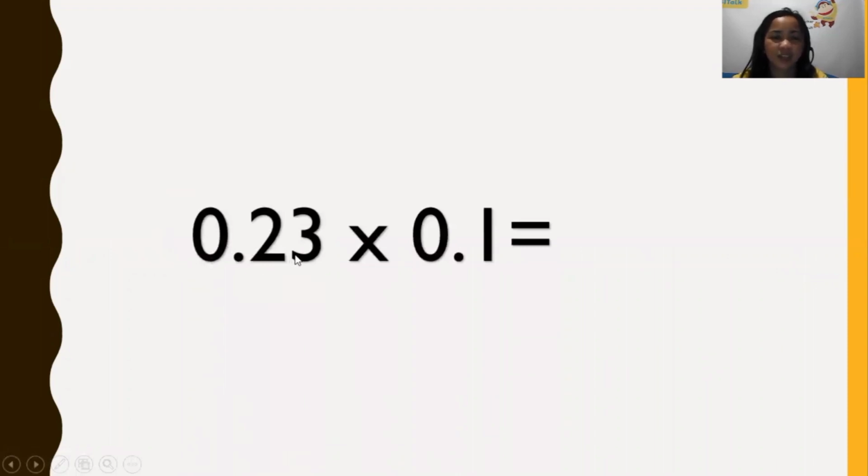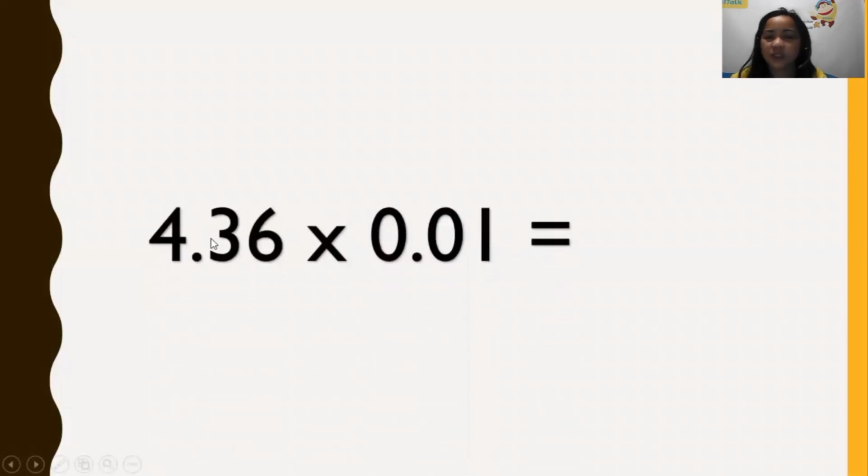We have 23 hundredths times 1/10 here. So, 1/10, isa lang din yung zero niya. Yun yung bilang ng zero. Shortcut lang siya ha. Ginagawa ko ng shortcut. So, kapag 1/10 ang ipang-multiply mo, move one place to the left. Ito yung decimal point mo, imumove mo ng isa. Mapunta na doon. 0.023. Maglagay ka pa ng isang zero sa unahan. So, we have 23 thousandths.